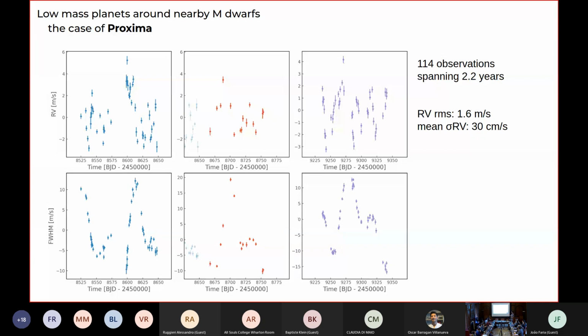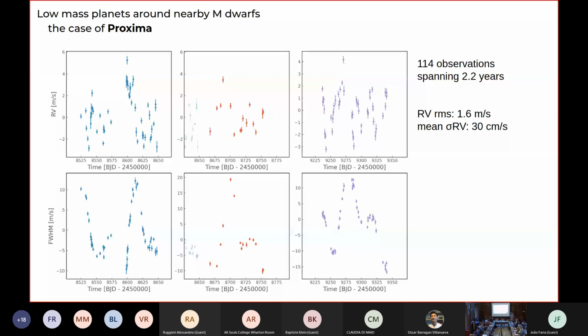You see here the radial velocities and the full width-half maximum divided in 3 chunks, because like other instruments, ESPRESSO is also not free of interventions, and we keep trying to improve it. And so we have to assume that some of those improvements may lead to radial velocity offsets, and so we wanted to separate and to model those offsets. Here the mean error bar on the radial velocity is about 30 centimeters per second.